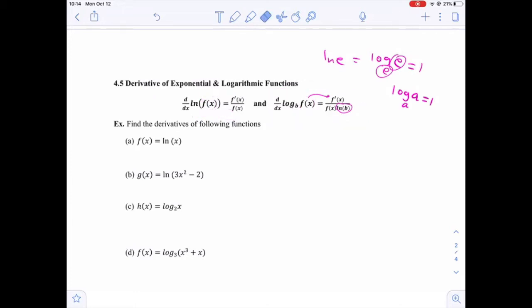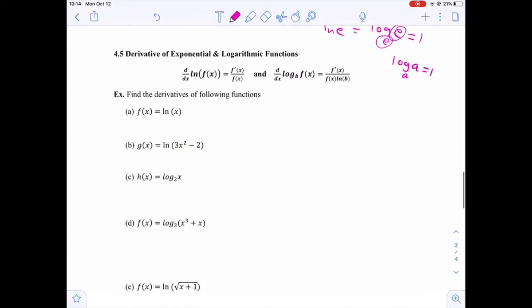Okay, now let's use these formulas for derivative to find derivative of logarithmic functions. So we start with logarithmic functions. What is derivative of natural log? So the derivative is, what is the inner function? It's x. Derivative of inner function is 1 over the inner function x.